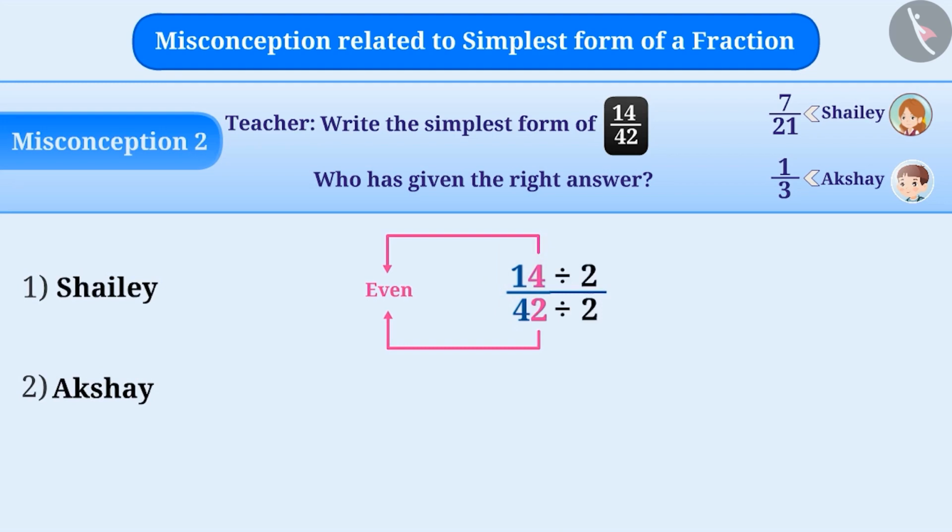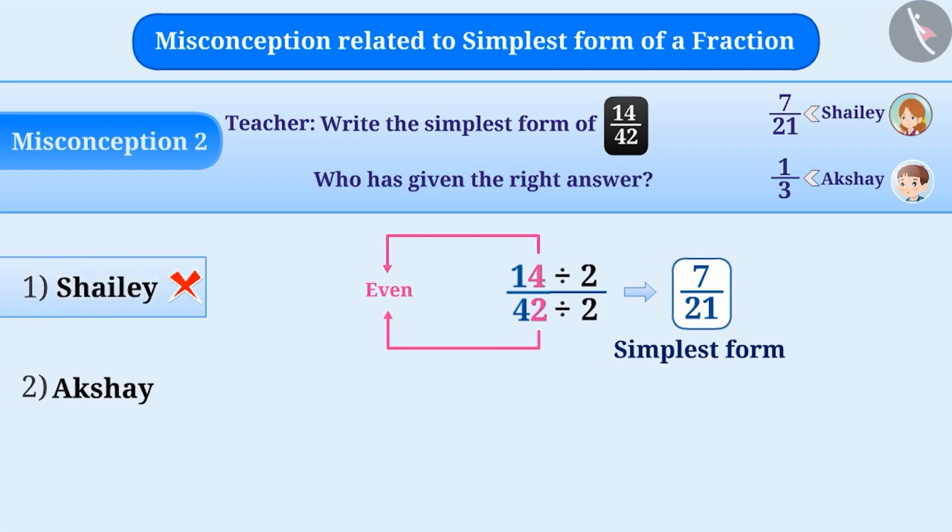The last digit of 14 and 42 is even, so the numerator and the denominator can be divided by 2. The obtained result 7 by 21 is considered as the simplest form of 14 by 42. Mistakenly, it is considered that the fraction cannot be simplified further. Therefore, Shaili has given the wrong answer.